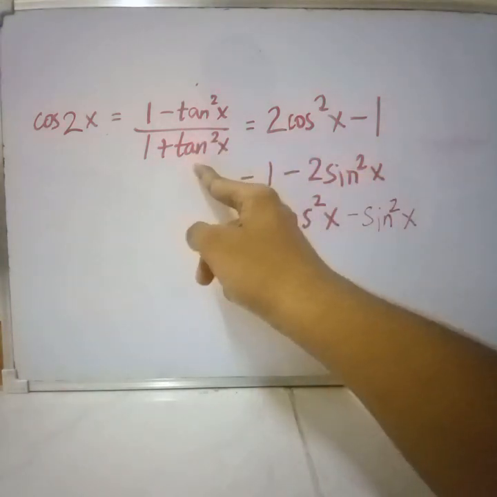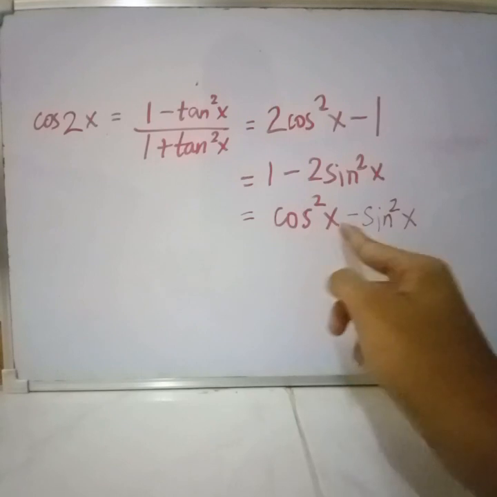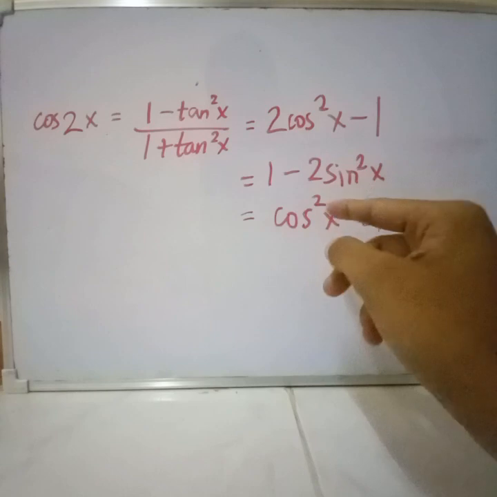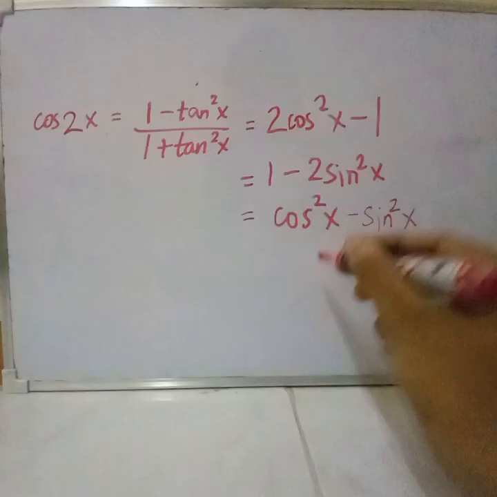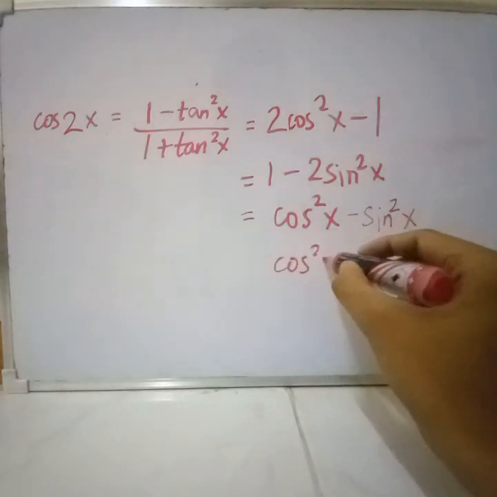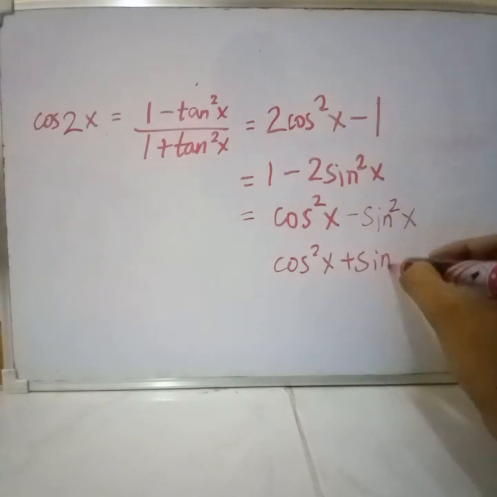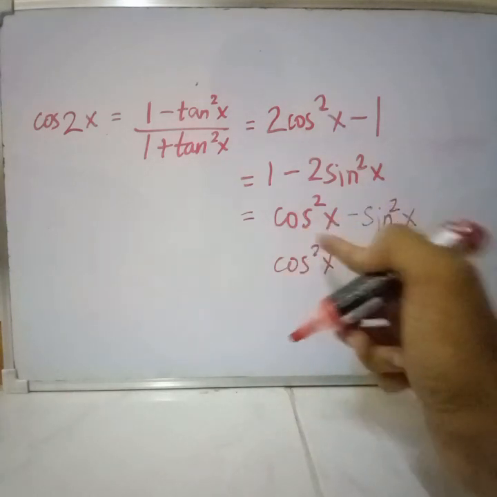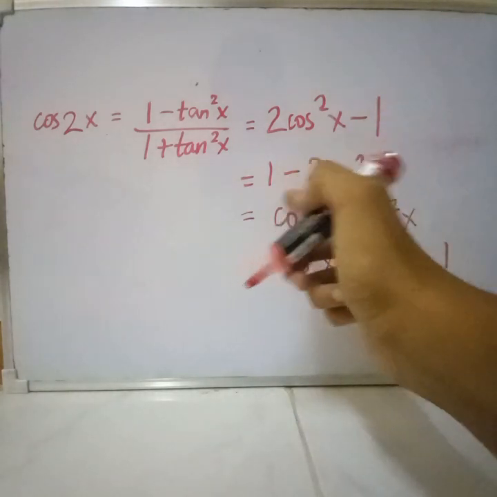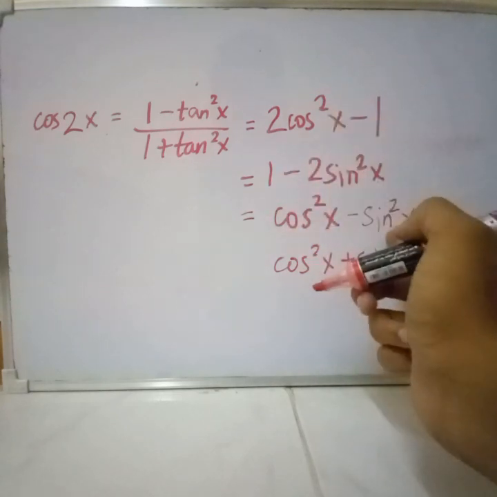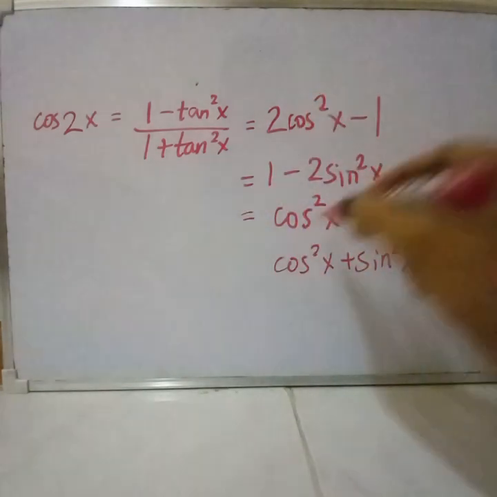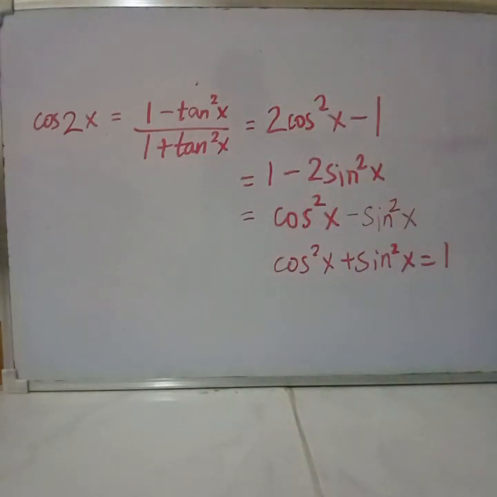For cos 2x, we have 3 other formulas also apart from this one. In terms of tan, we have this formula: cos squared x minus sin squared x. Instead of sin squared x and cos squared x, you can shift terms using the formula cos squared x plus sin squared x is equal to 1. So when you substitute cos squared x as 1 minus sin squared x, we'll get this formula. And if you substitute sin squared x as 1 minus cos squared x, you'll get this formula.